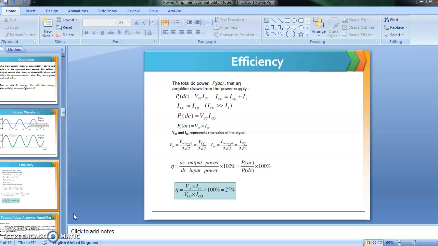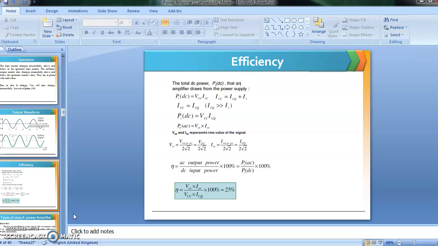So next, efficiency calculations. What is the formula for efficiency? Efficiency is equal to output divided by the input. That is, output is the AC and input will be the DC. So the total DC power is equal to VCC into ICC. That is the supply voltage. What is the DC supply voltage? That is VCC into ICC.